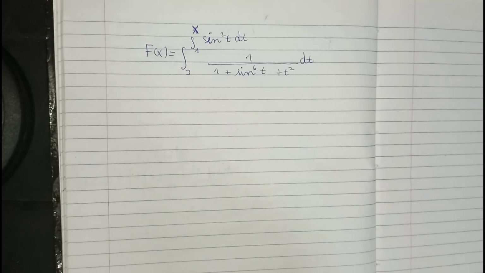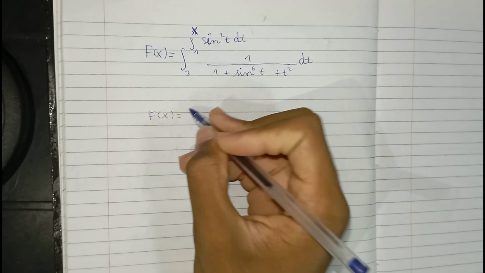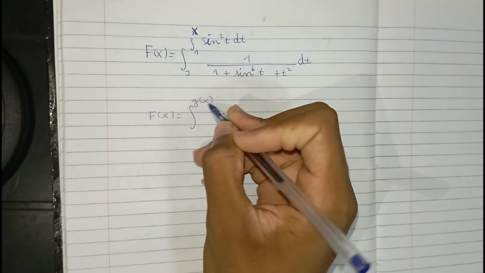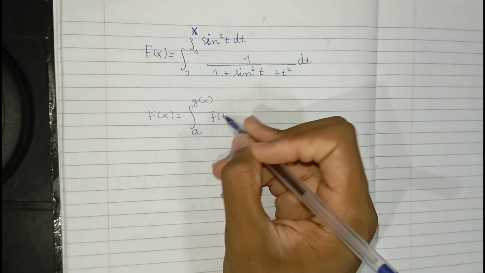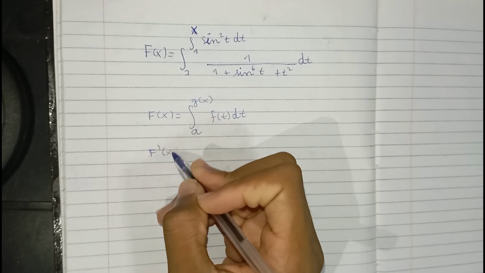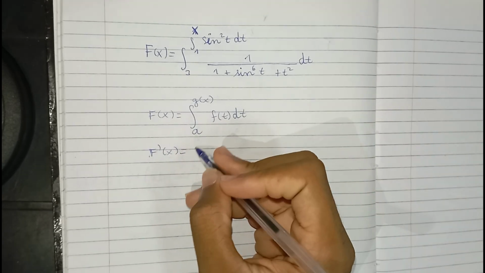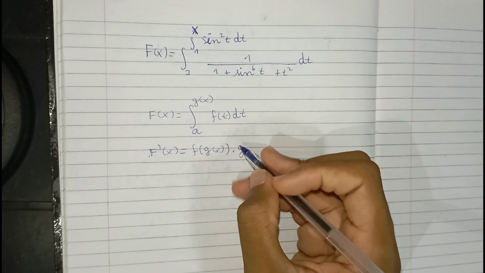Welcome to another video. Today I'm going to solve some exercises related to the second fundamental theorem of calculus. So what does it say? It says that, for example, if we have the function f of x equal to the integral bounded between a and g of x of f of t dt, then its derivative is equal to f of g of x times the derivative of g of x.